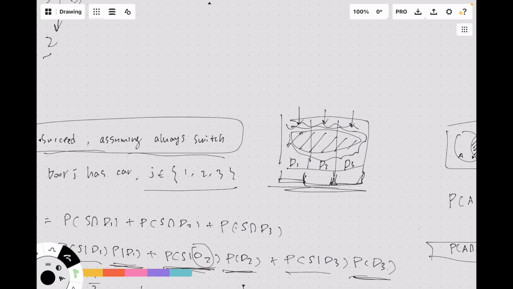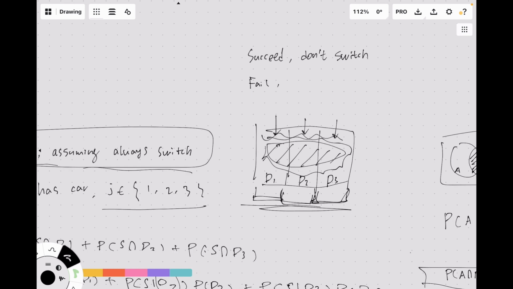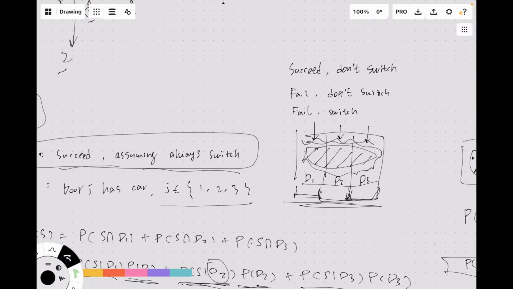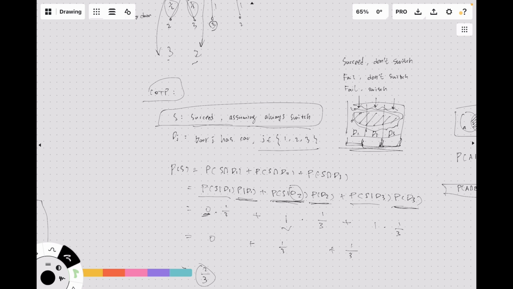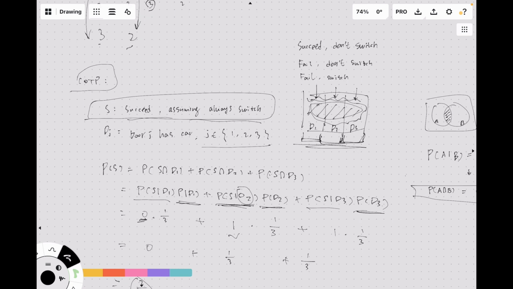There's one thing. We succeed, but we don't switch. And I don't know where we fail. Which part represents we fail? We could fail and not switch, and we could fail and switch. But those are not the most important part in this presentation.